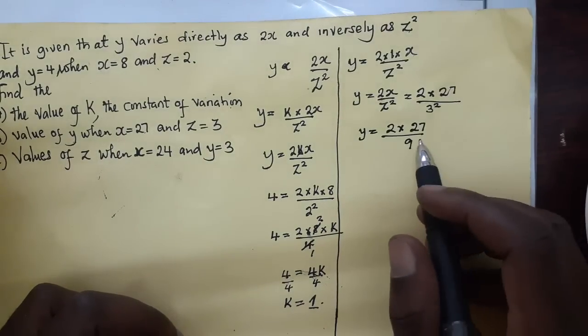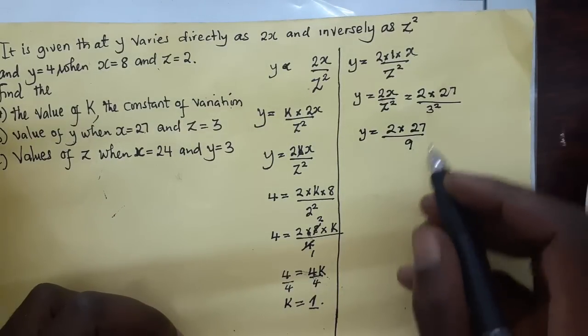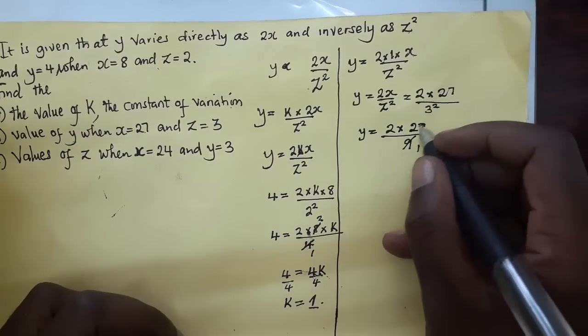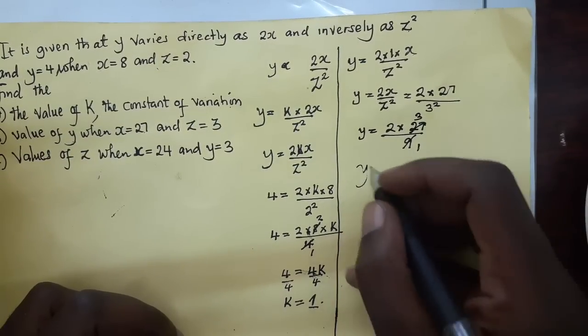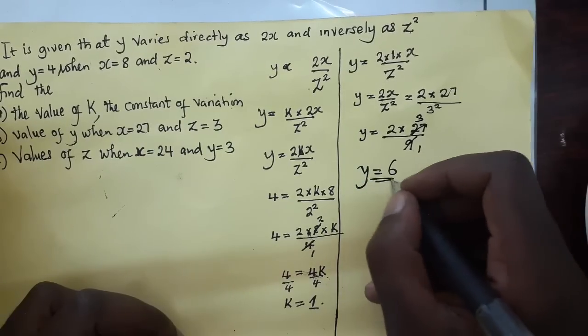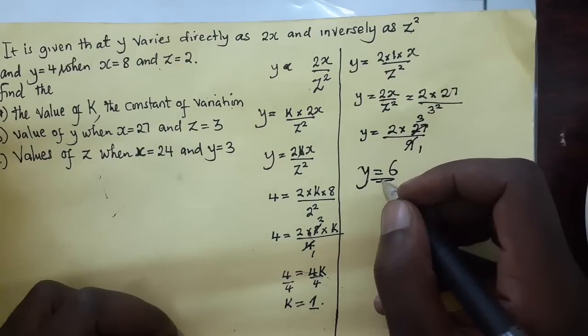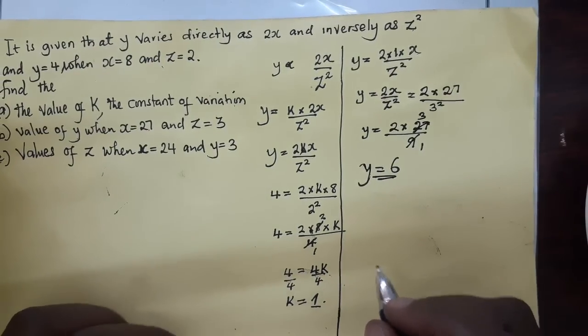I hope you understand where 9 is coming from. It's a product of 3 multiplied by 3. Then in 9 here, it's 1. 9 here, it's 3, isn't it? Then so y is equals to 6. I hope that is clear.